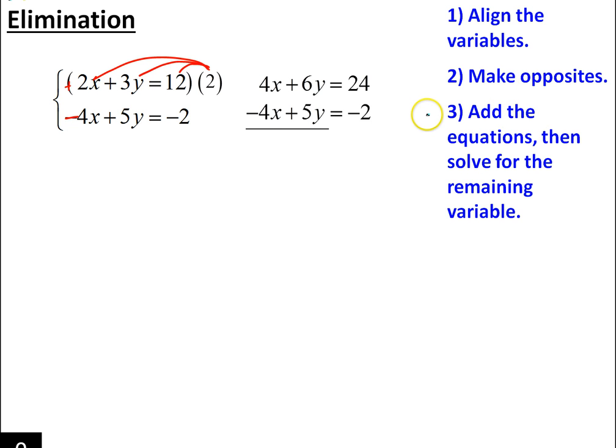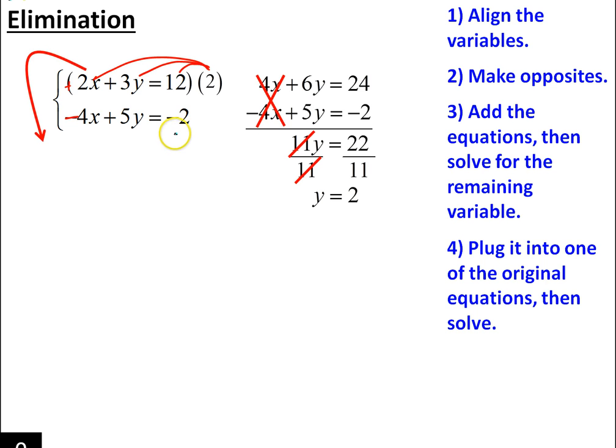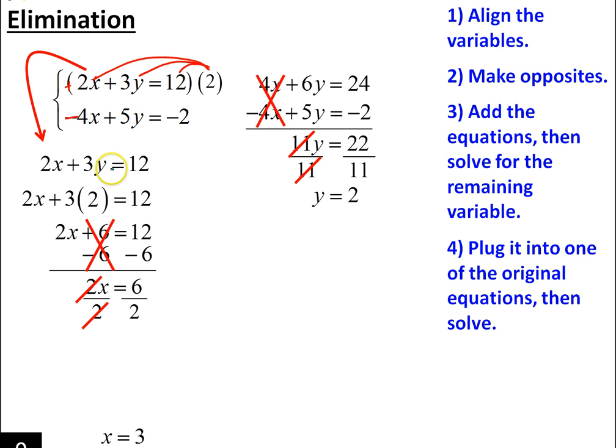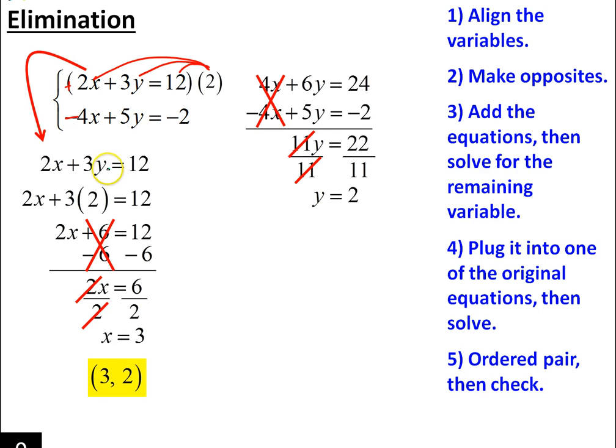So now I can add the equations together and then solve for whatever variable is left. So we're going to solve for y. And we get y equals 2. So let's take that and plug it into one of the equations. I'm going to plug it into the top equation. So put the 2 where the y is. And then solve for x. Minus 6 to both sides. Divide by 2. And we get x equals 3. So I think the answer is 3 comma 2.